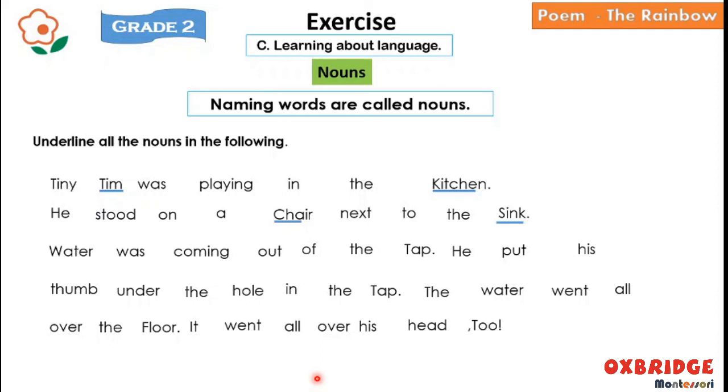Water was coming out of the tap. Water, tap are nouns. He put his thumb under the hole in the tap. Thumb, tap are nouns. The water went all over the floor. Water, floor are nouns. It went all over his head too. Head is a noun. So you can see that nouns are underlined with a blue line.